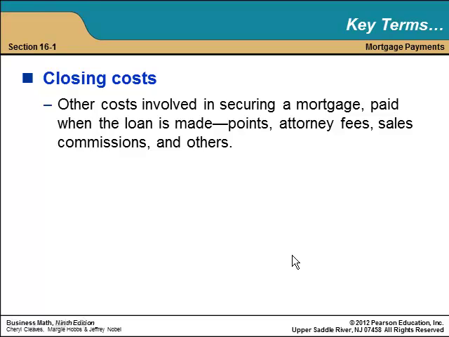Closing costs are other costs involved in securing a mortgage. They are paid when the loan is made. Points, that would be percents of the loan, attorney's fees, sales commissions. One of the things that is common here in Wisconsin is title insurance. That's because you need to have title to your property, and in Wisconsin there was a period of time in which they weren't real sure if people had the title, and so you buy insurance that your title is a good title for your property.